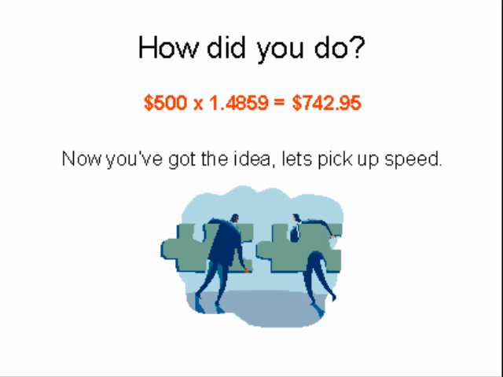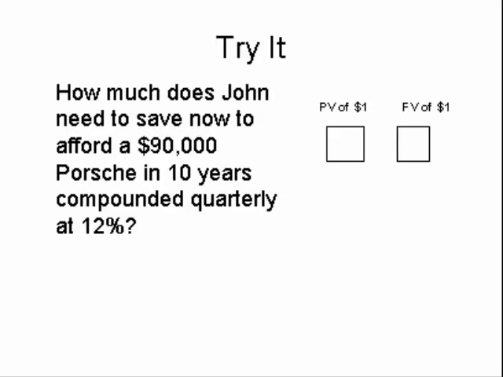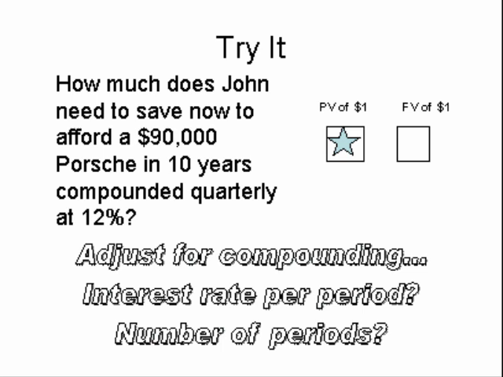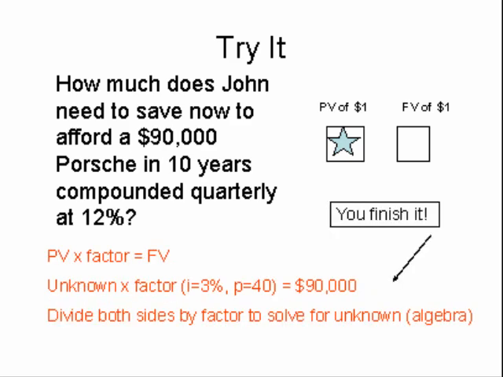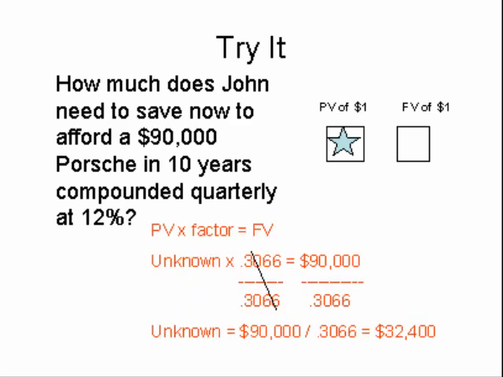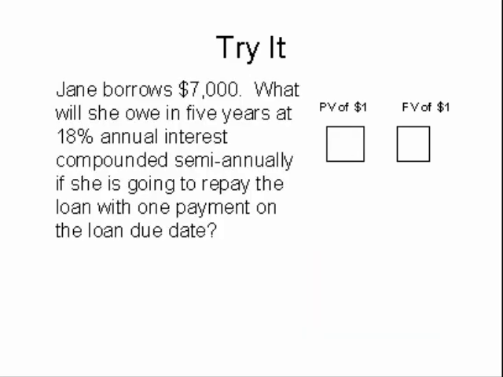All right, let's try another one. Which table do you need? That's right, present value table. We want to know what we need to start with. Okay, adjust for compounding. What would the interest rate per period and number of periods be? Very good, 3% per period, 40 years. All right, off with you to the tables, get your factor. There you go, 32,400. How'd you do? Ready for another one? All right, here we go.